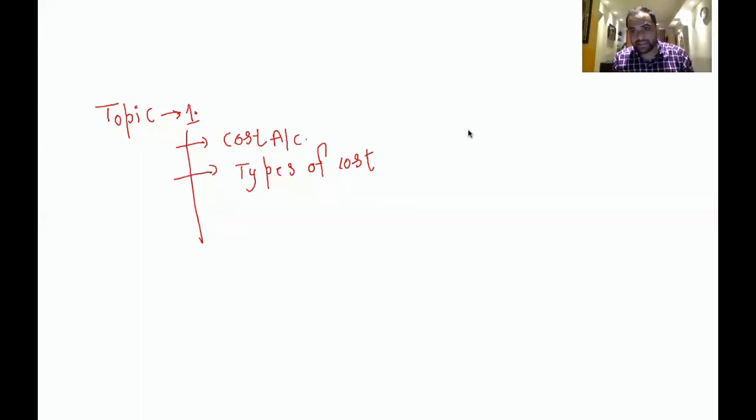the cost changes as per the level of activity, or the cost changes as per the level of production. What type of cost is it? Is it fixed cost? Is it variable cost? Is it semi-variable cost? Or is it step cost? The right answer is variable cost. All right.